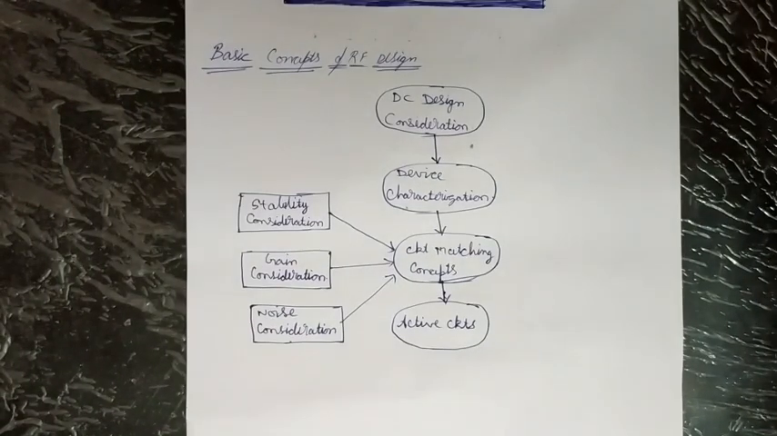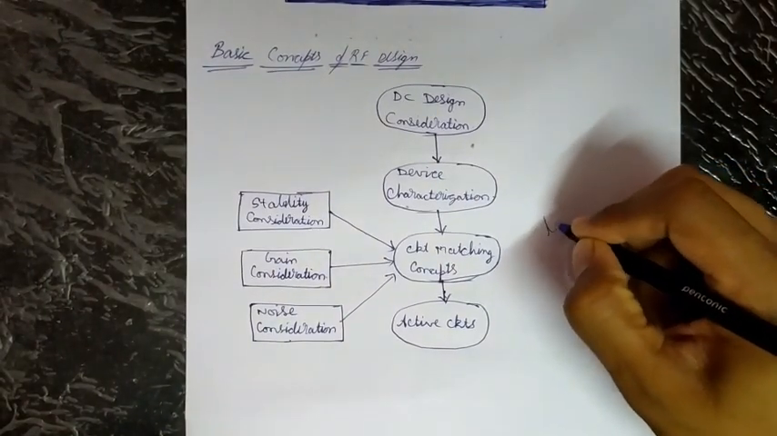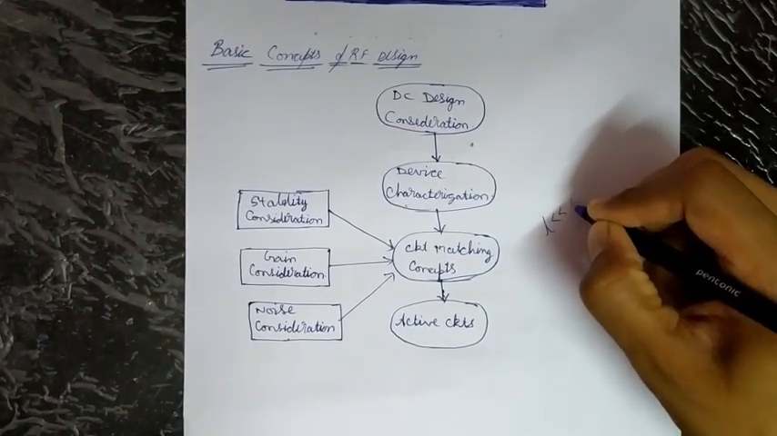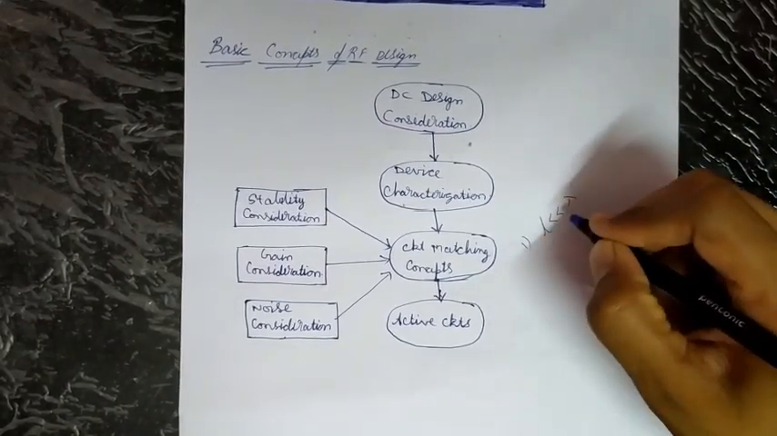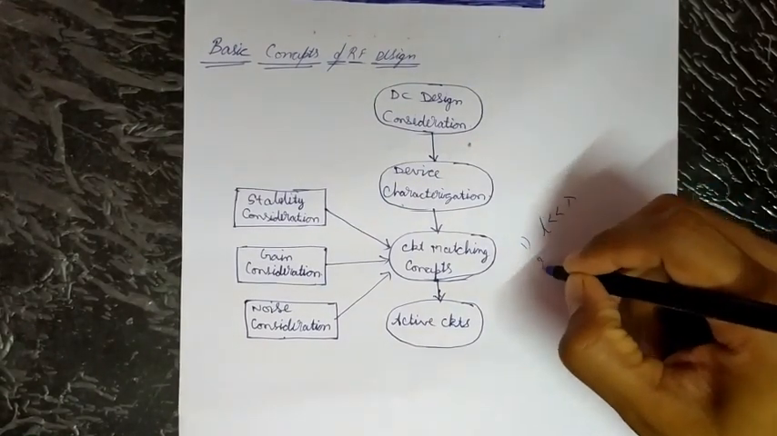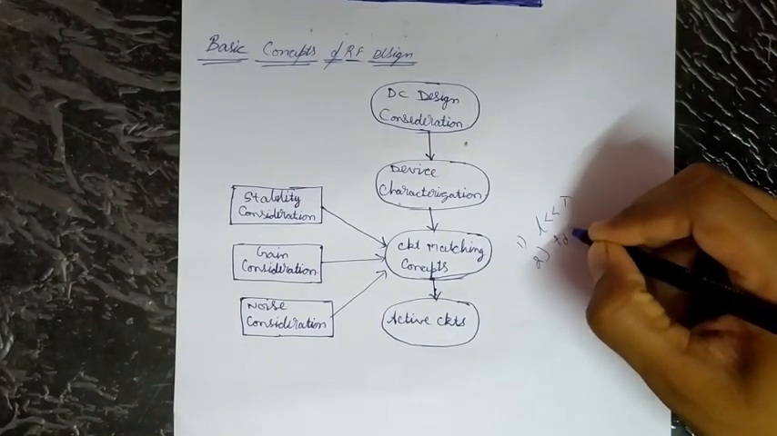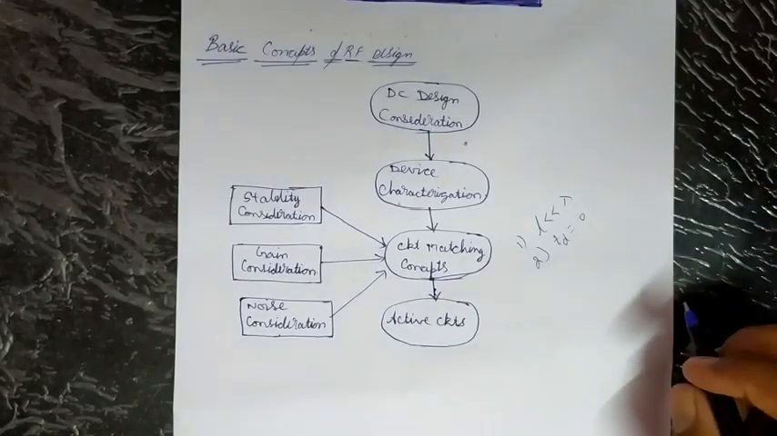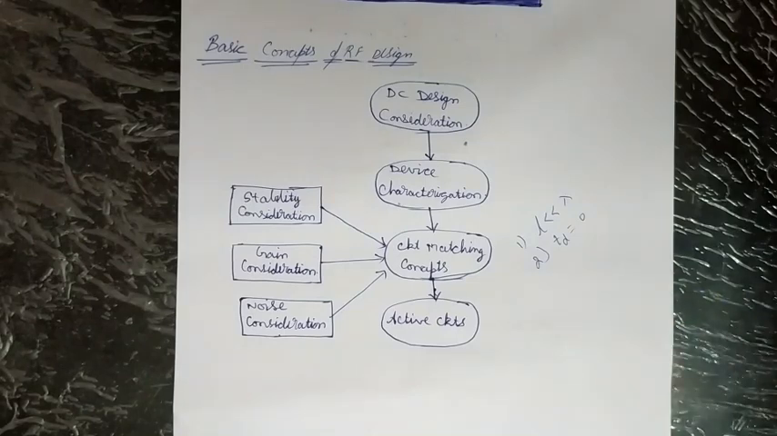So we have some facts connected with the design process. The length of the circuit is generally much smaller than the wavelength, that is, L is much smaller than or equal to lambda. This is condition number 1, and condition number 2 is propagation time delay, where Td is equal to 0. The third one is that at low frequencies, time delay is negligible and lumped circuits can be used.